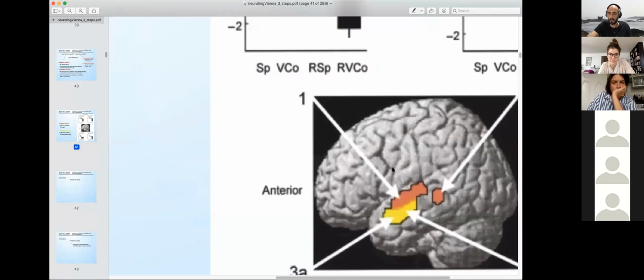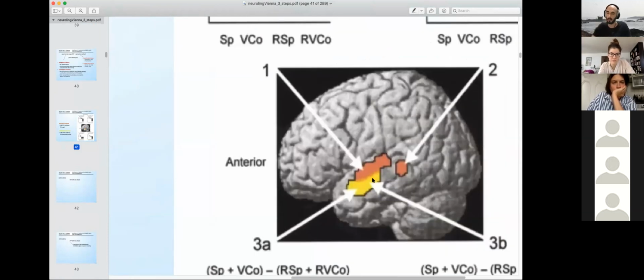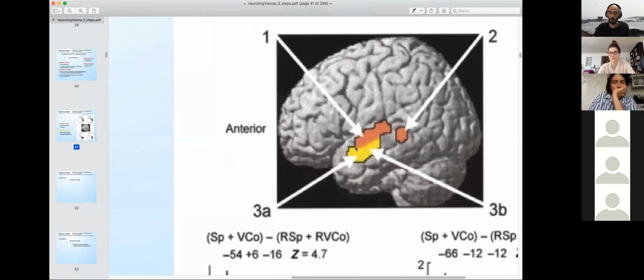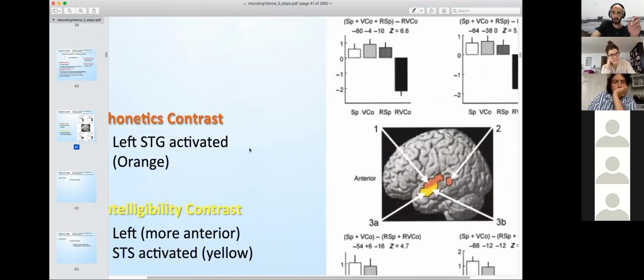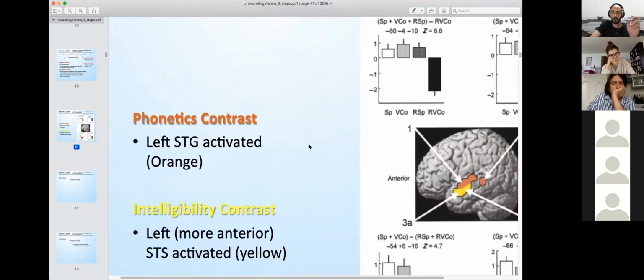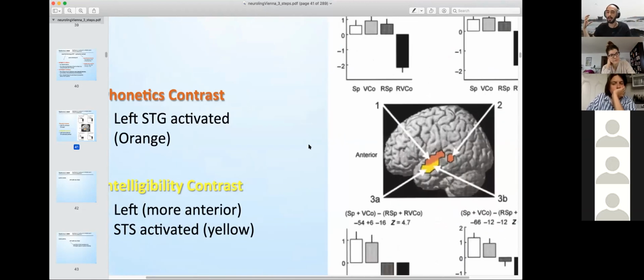So this is our nice temporal lobe. This is the superior gyrus, middle gyrus, inferior gyrus, and between the superior gyrus and the middle gyrus, you have the sulcus. Gyrus, sulcus, gyrus, sulcus. So Scott found that when people were processing what he called the intelligibility contrast, so when they could actually recognize words compared to the control, you'd have the activation of this area here.